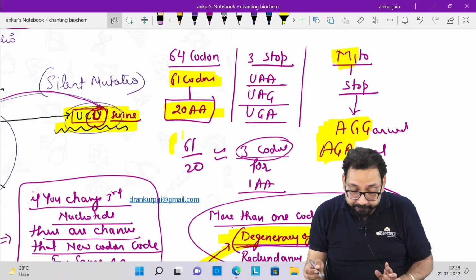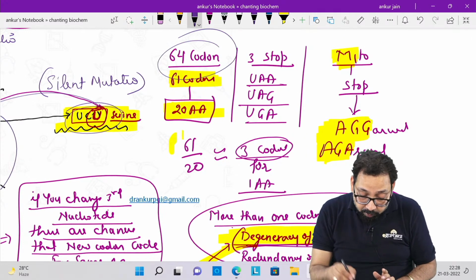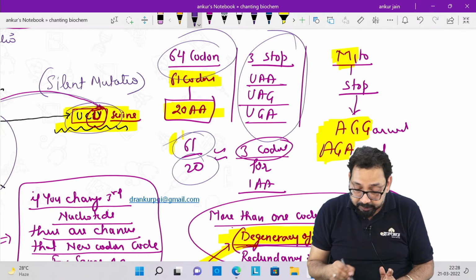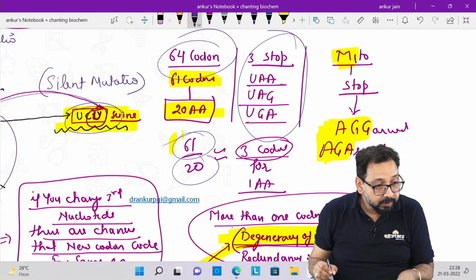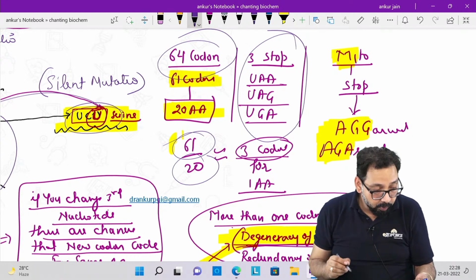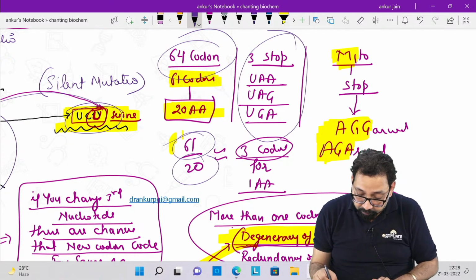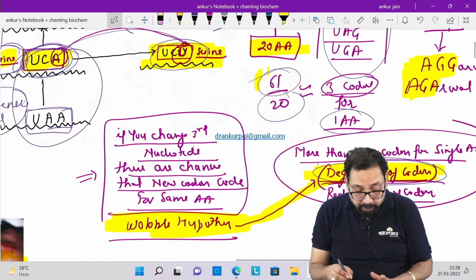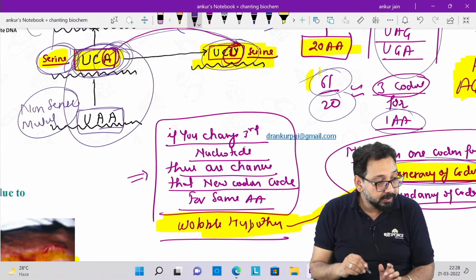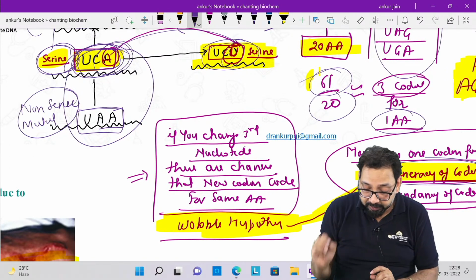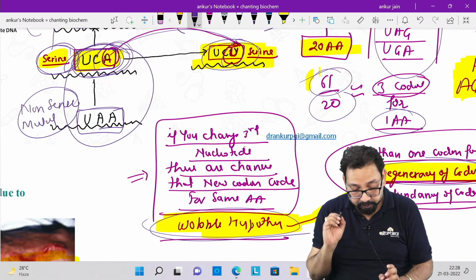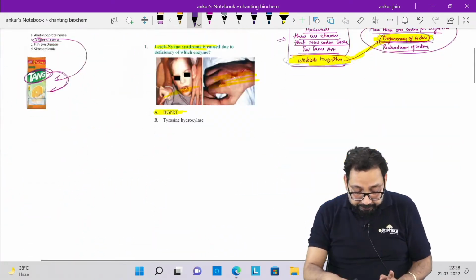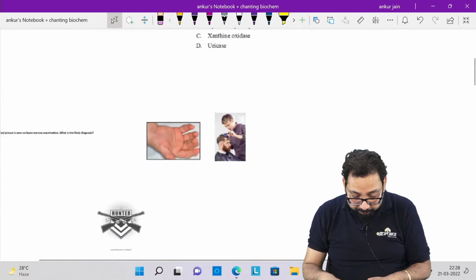Clear. And there are 64 codon. Out of these 3 stop codon, 61 code for 20 amino acid, more than one codon for single amino acid. This is called degeneracy of codon. If third nucleotide is changed, there are chances that next codon code for same amino acid. This is Wobble hypothesis. Clear? So I don't solve question. Yes, you all are aware.